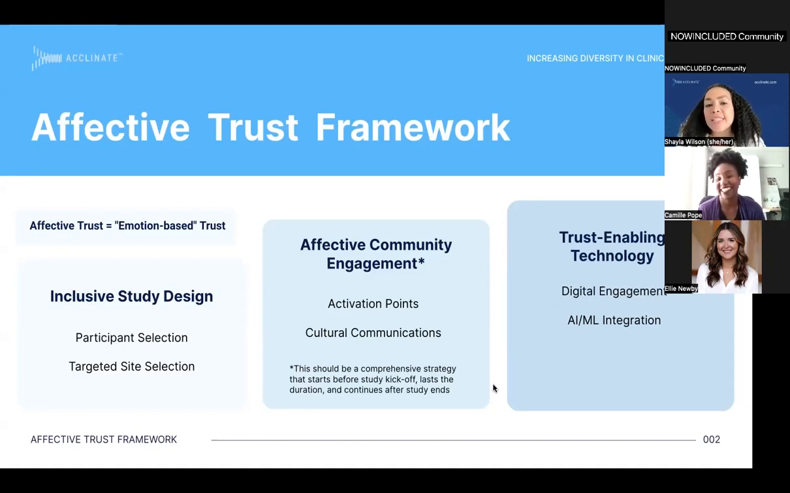Yeah, I was just going to say, I think it's important to note that this framework is not one size fits all, right? So when we talk about effective community engagement, especially when we talk about activation points and cultural communications, we have to tailor this community engagement for each of the communities that we go in. So what community engagement looks like in Detroit may be very different than what it looks like in LA or New York or Birmingham, right? And so being able to be nimble, but also being community driven is important as we think about really making the impact in diversity in clinical trials that we know is important and needed.